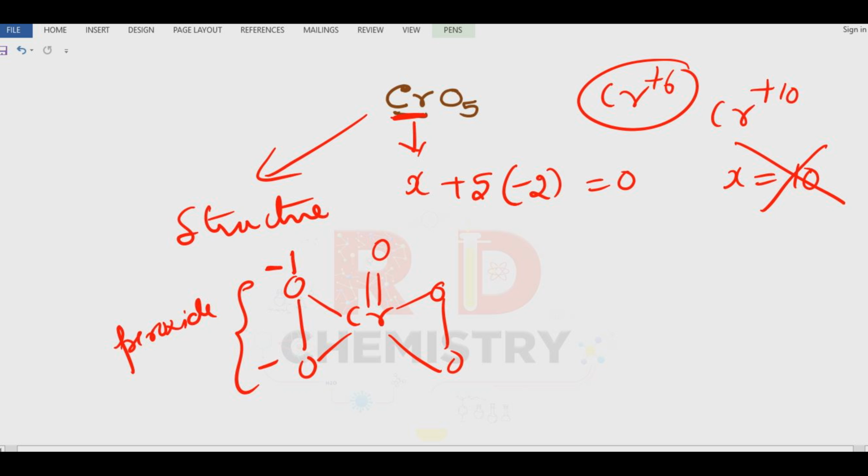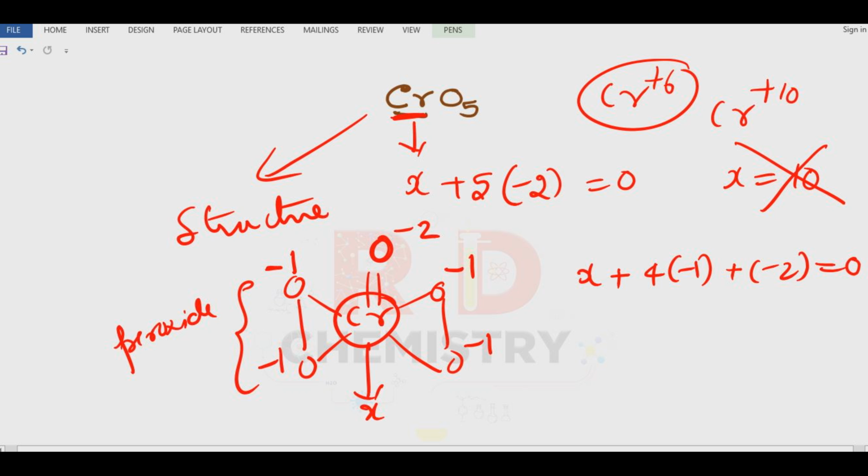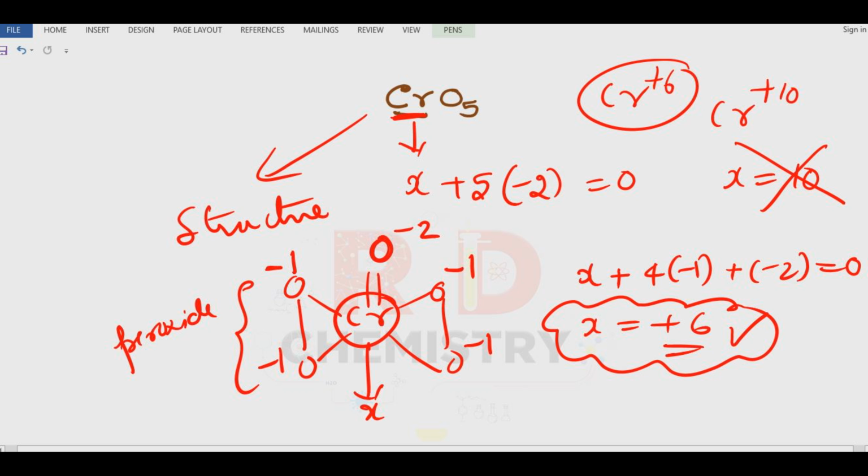So minus 1 here, minus 1 charge, minus 1 here, minus 1, just like hydrogen peroxide. Whenever a double bond oxygen is there, generally it is minus 2. So for chromium, let it be X. We add all these together: X plus 4 into minus 1 charges altogether, plus 1 oxygen at minus 2. Total should be 0. So X is equal to plus 6, which is the correct one. So some oxidation numbers can be calculated by knowing the structures. And this structure of CrO5 is called the butterfly structure. It looks like a butterfly. Clear? Right?